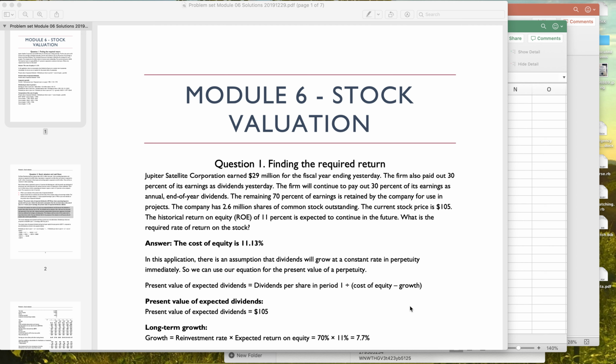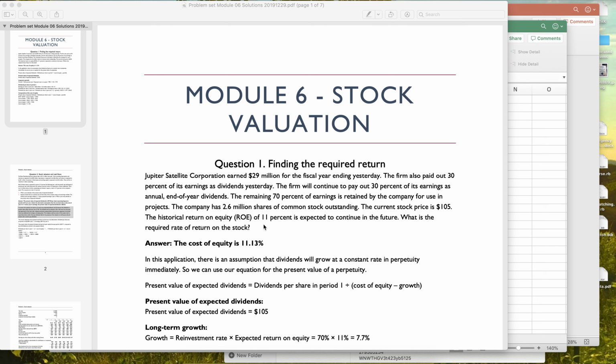Question 1: Jupiter Satellite made 29 million last year. They're going to pay out 30% as dividends and keep 70% as retained earnings, and they have 2.6 million shares outstanding. The current stock price is 105.